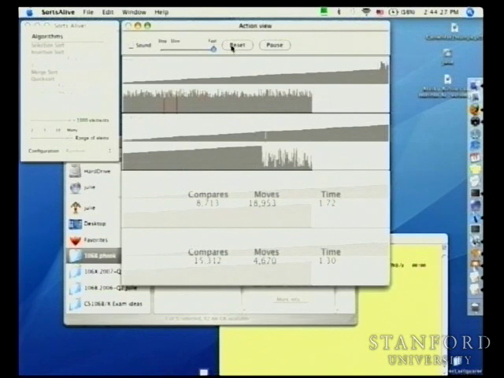Is it going to win? Oh, come on. Oh, come on. Don't you want selection sort to come from behind? I always want it to come from behind. It's kind of like rooting for the underdog.